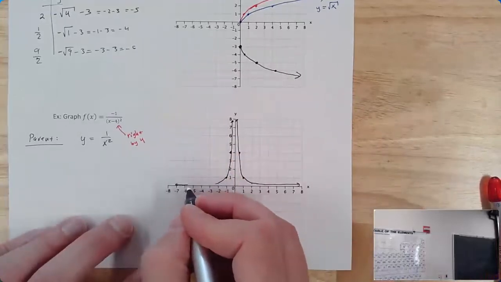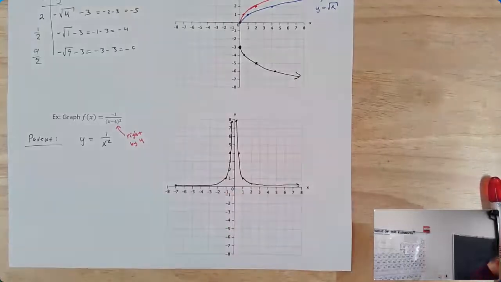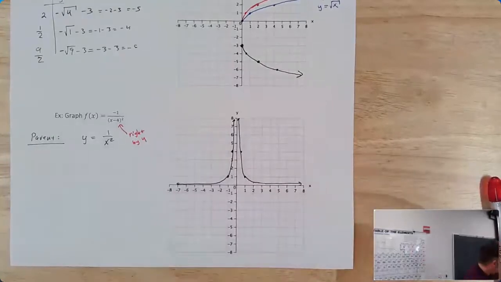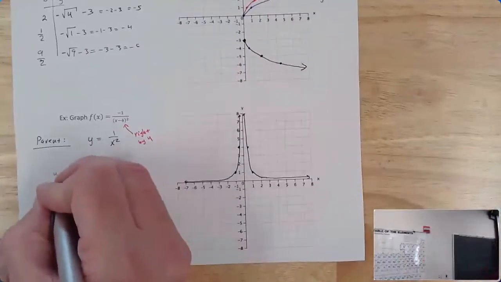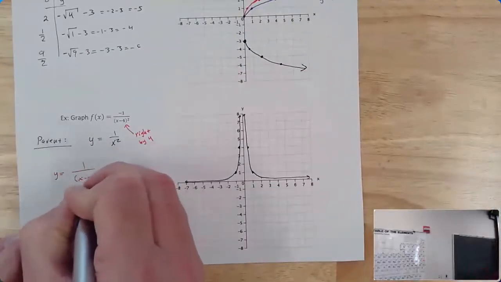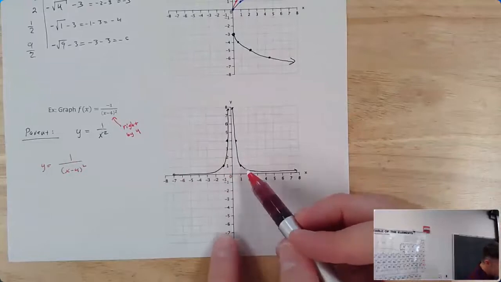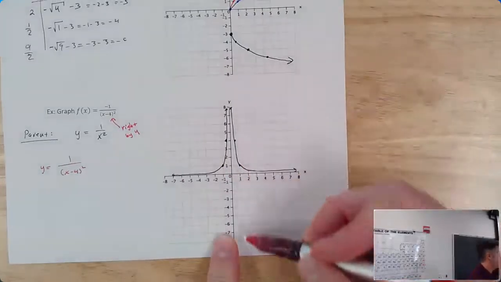Okay, so there's my 1 over x squared graph, making sure I hit the points (1, 1) and (-1, 1). And then I'm going to do what the shifts tell me to do. This is definitely one where I pay more attention to what my transformations are. So I shift right by 4. If I graph y equals 1 over (x minus 4) squared, I'm just moving everything to the right 4. Specifically, these two points and the vertical asymptote.